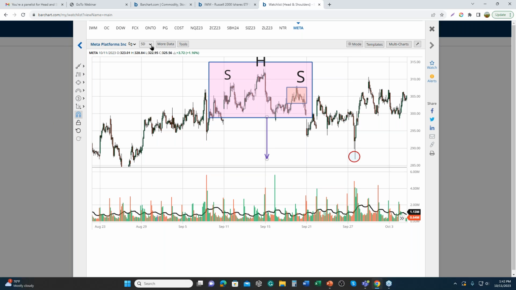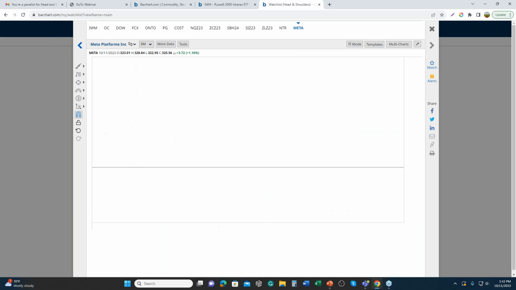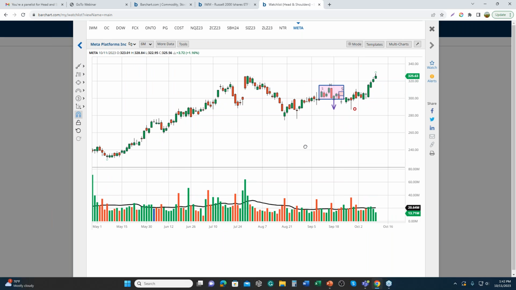And again, at this point, what I might do is take a step back and say, okay, is this a head and shoulders that I want to trade? Did it get to that price objective? Yes, it did. But that head and shoulders pattern is opposite of our primary trend.